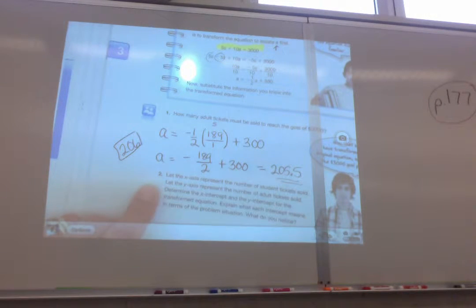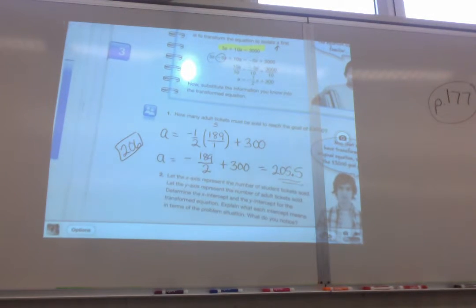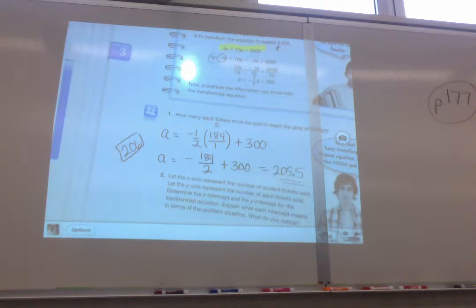Guillermo, could you read number 2 for us, please? Let the x-axis represent the number of the students' tickets sold. Let the y-axis represent the number of adults' tickets sold. Determine the x-intercept and the y-intercept for the transformed equation. Explain what each intercept means in terms of the problem situation.